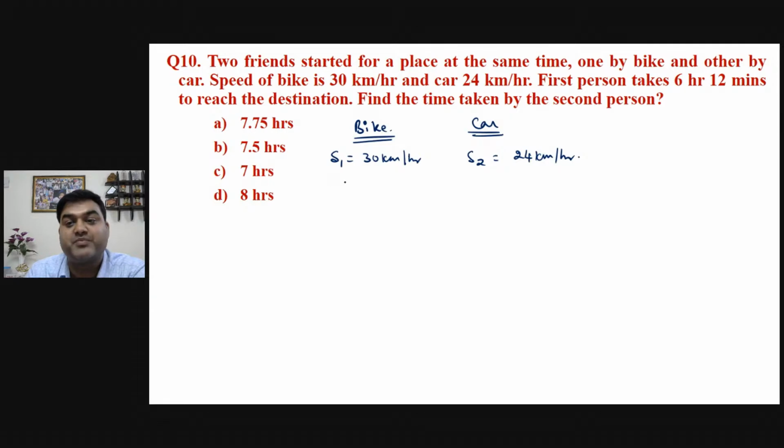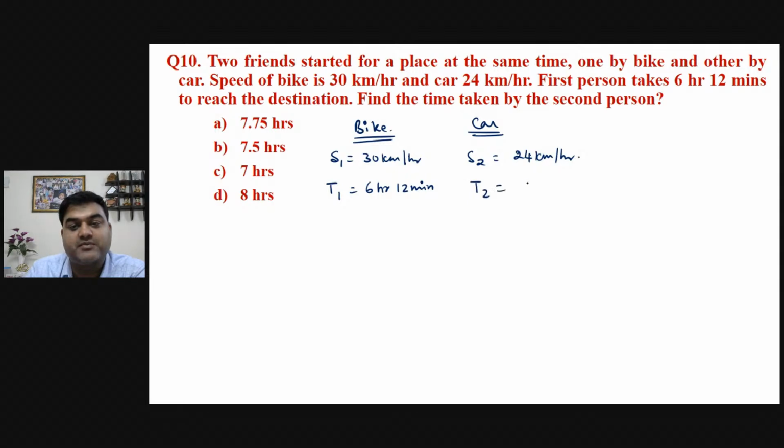First person takes 6 hours 12 minutes to reach the destination. First person means bike person, right? So how much time he takes? 6 hour and 12 minutes to reach the destination. Find the time taken by the second person.